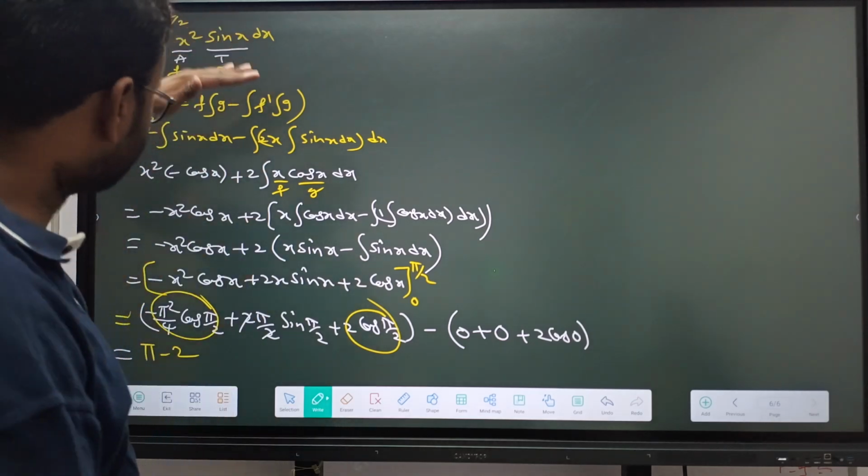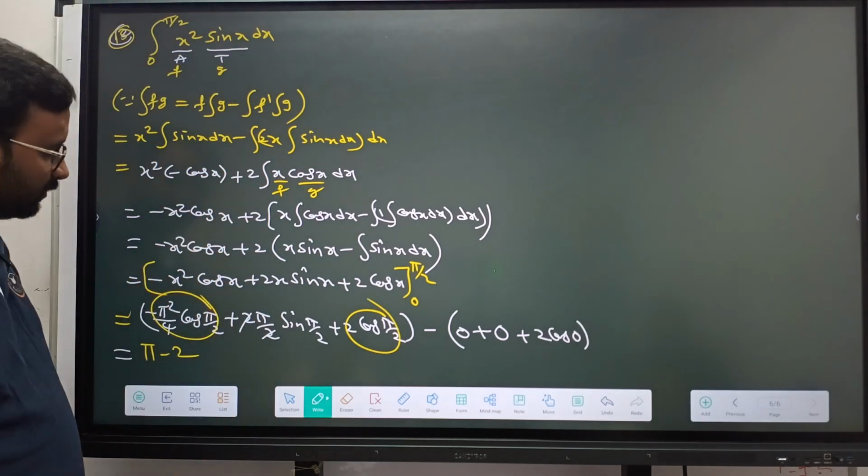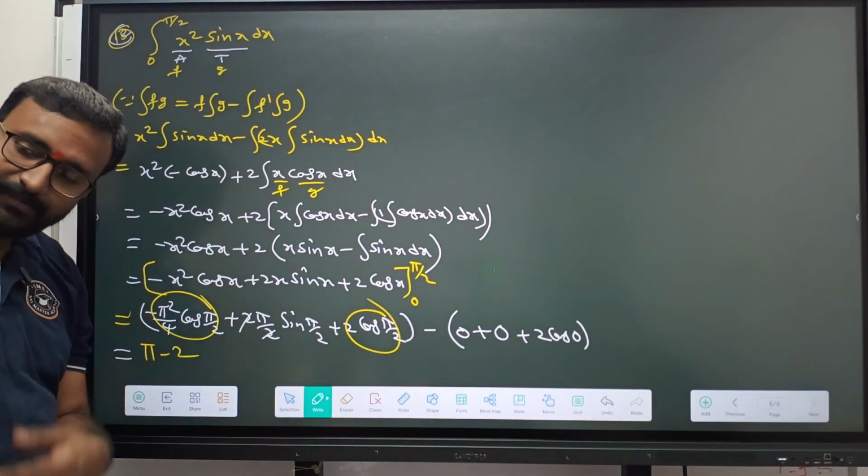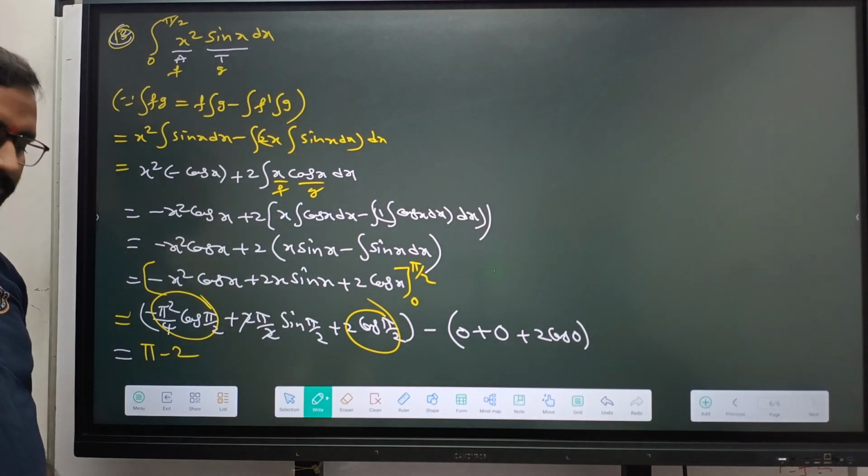So by parts is the same as indefinite only. Up to here we put plus c. After that we have to apply upper and lower limits to get the final solution. Okay?